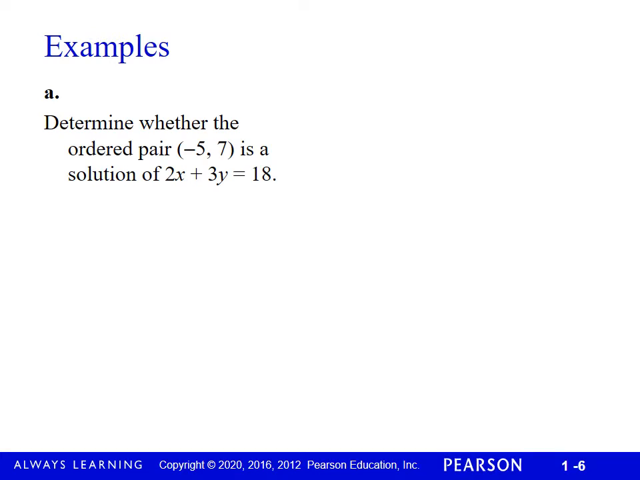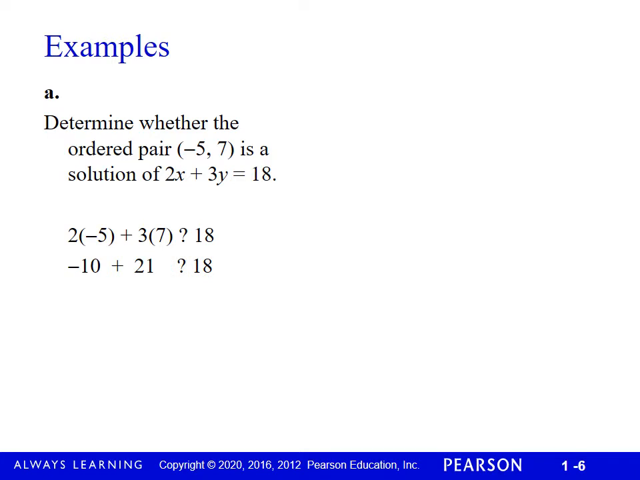Determine whether the ordered pair (-5, 7) is a solution of 2x + 3y = 18. So what we're going to do here is plug in x equals -5. Where there's an x, we're going to plug in -5, and where there's a y, we're going to plug in 7. Okay? And now the question mark there is just saying, does this actually equal 18 or not?